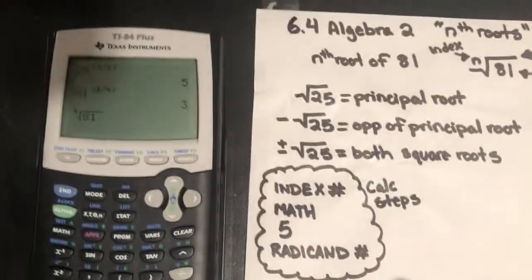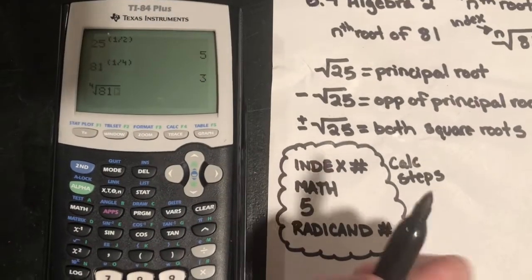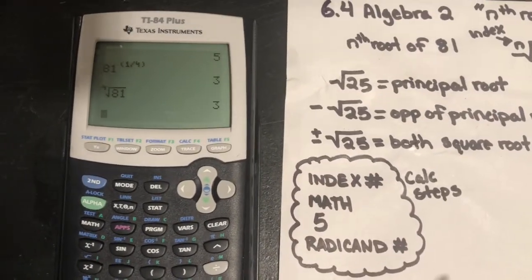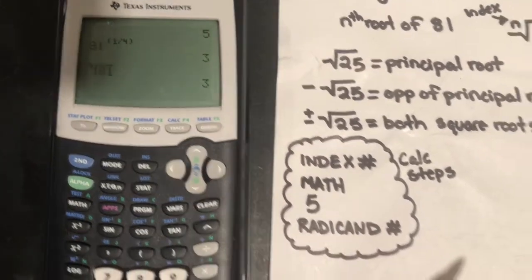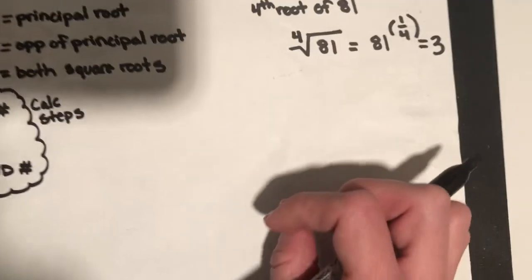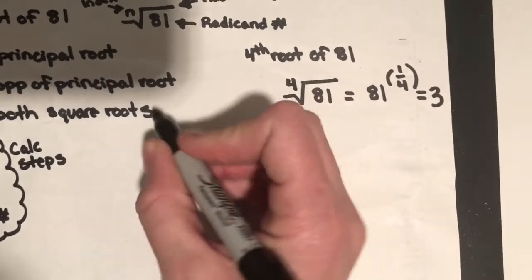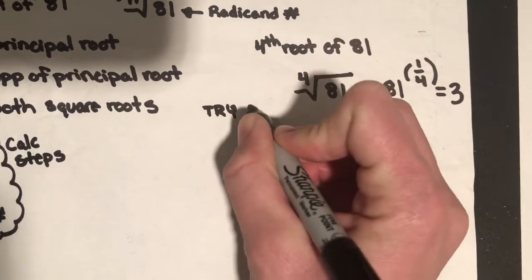And that is it for a TI-83 or 84 calculator. If you press enter, you get the same thing, and that answer is 3. So again, that calculator can be pretty helpful for you. What I'd like you to do right now, if you are following along, is try it.